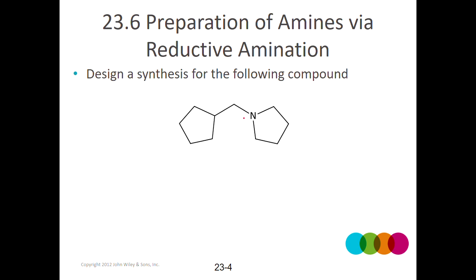So let's see if we can show how to make a compound using the reductive amination. What reactants will we need? So when I see an amine, if I want to make an amine, first thing I probably want to do is to determine whether it's primary, secondary, or tertiary. So clearly here I have 3 R groups attached there.